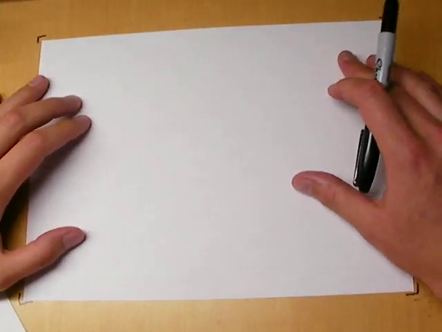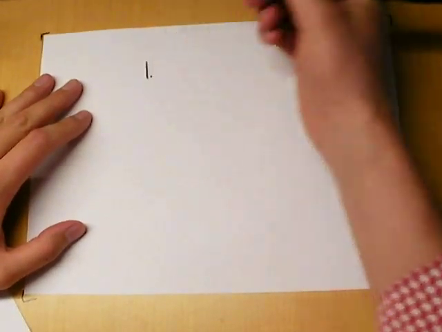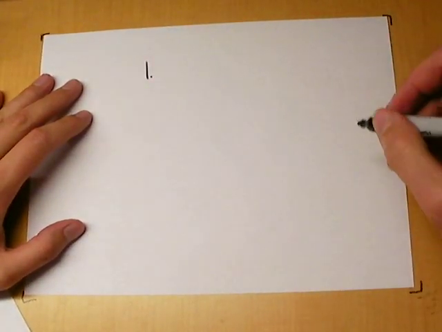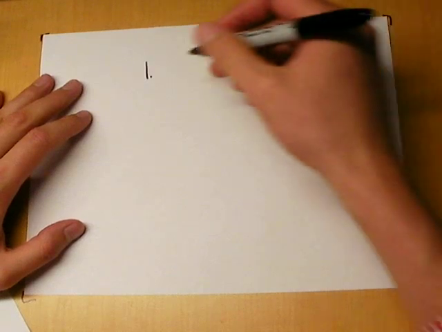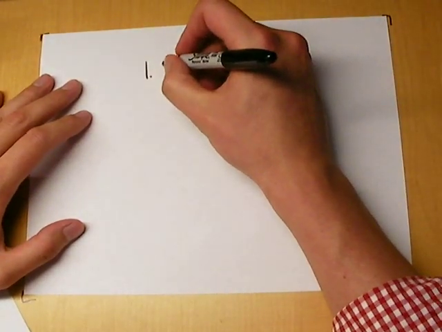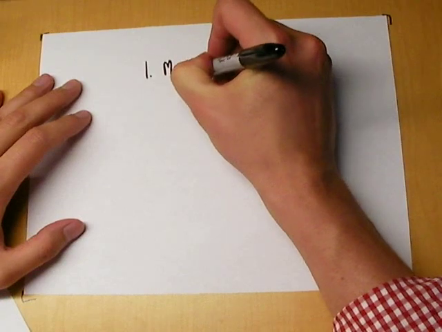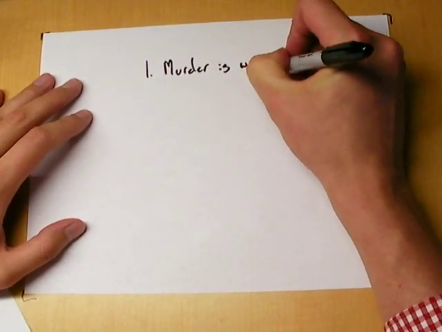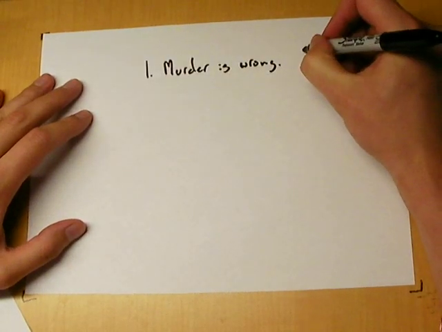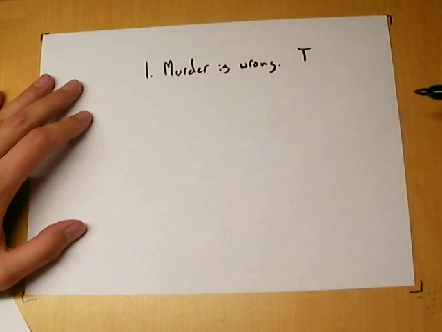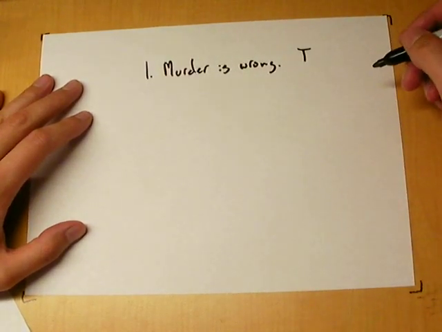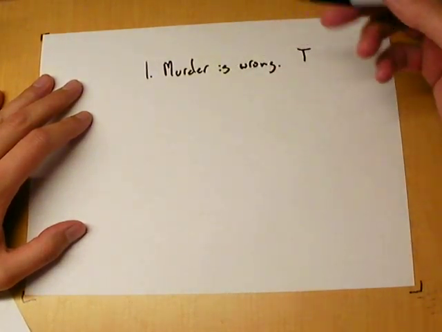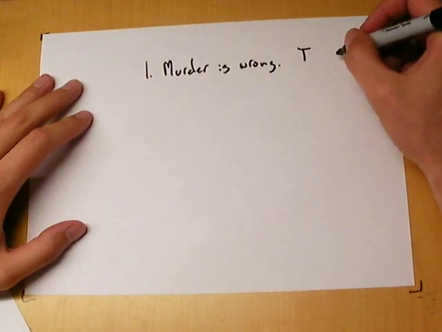So let's go through a fairly controversial example. I'm going to start premise one with a claim that hopefully we can accept as being true without any real discussion. So premise one, I'm going to claim that murder is wrong. And again, hopefully we can just accept this as, in fact, being a true statement without any additional discussion being necessary.